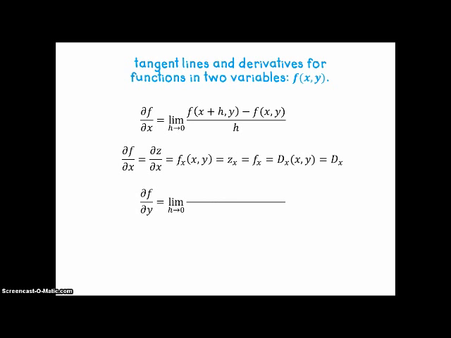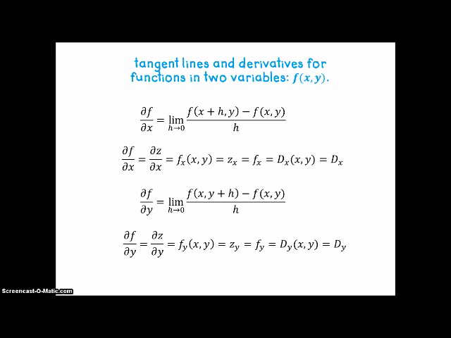The partial derivative of f with respect to y, we add h to y in our familiar formula and take that limit. And so here are the various and sundry symbols for the partial derivative of f with respect to y. Again, f can be z, we can use f, we can use z, or we can use big D for derivative.